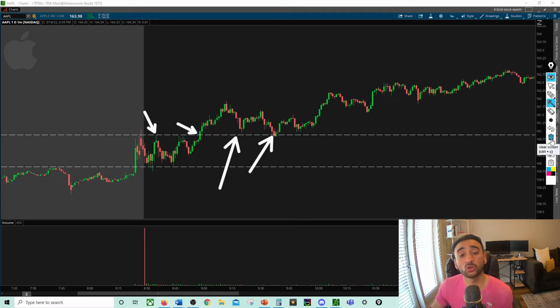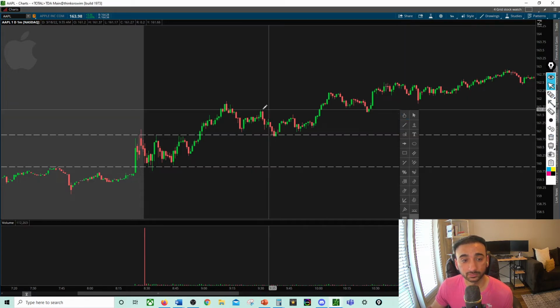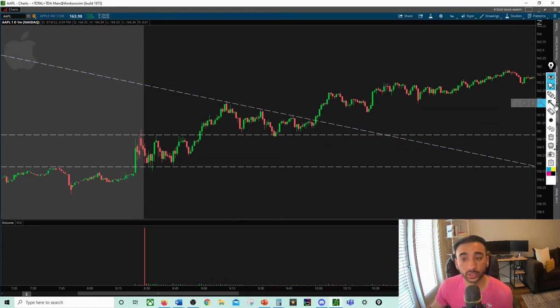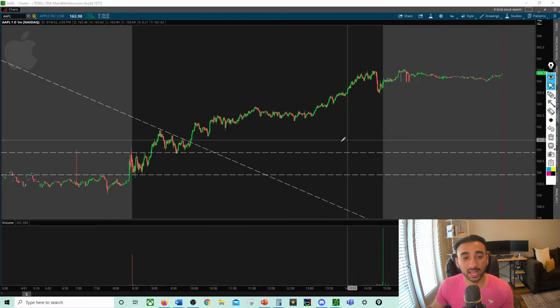If it makes support, but on top of it, it makes a pattern. So this is what the pattern was, right here. Boom. So there's a triangle pattern above support. Triangle pattern above support. That leads to a very, very strong setup. And that's what I was thinking.